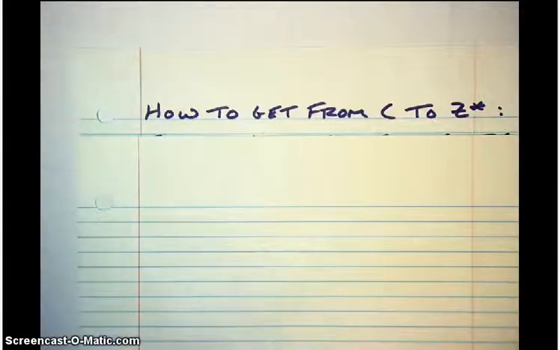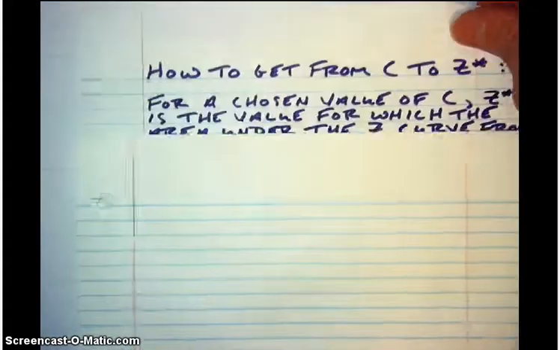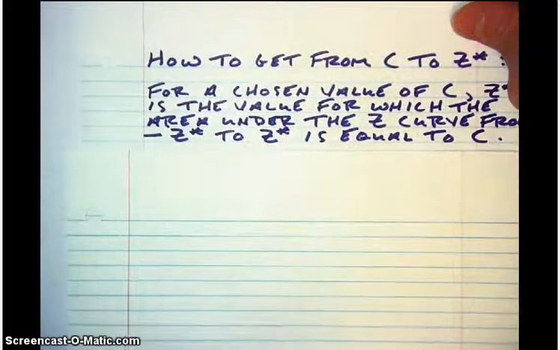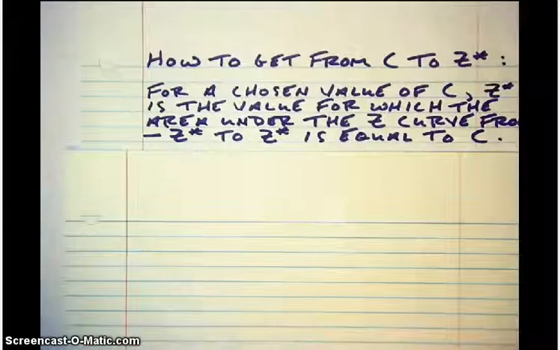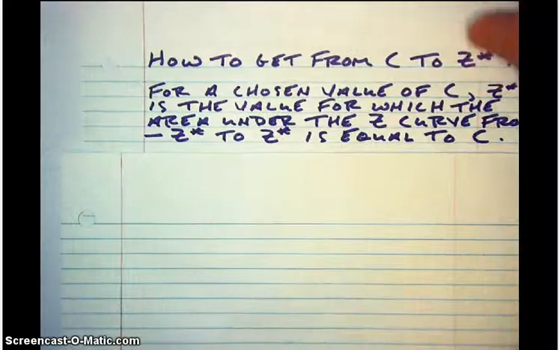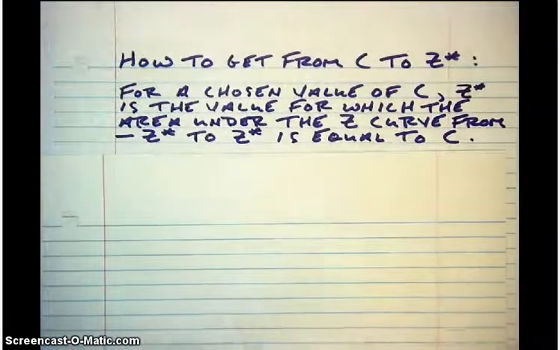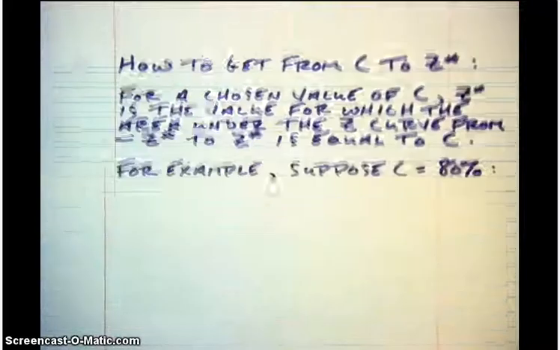How to get from C to Z star. Okay, remember you get to choose C. Z star is going to follow from that. How? Well, it works like this. You choose a value of C, and then Z star is the value for which the area under the Z curve, the standard normal curve, from negative Z star to positive Z star is equal to C. Let's look at a picture and an example.